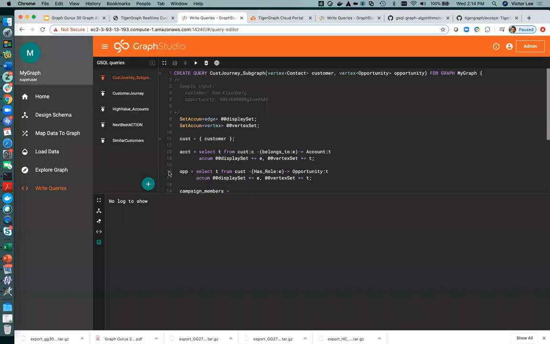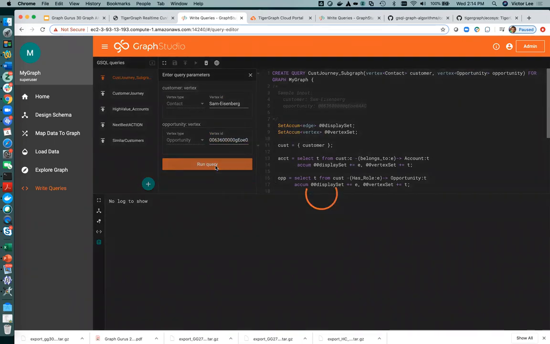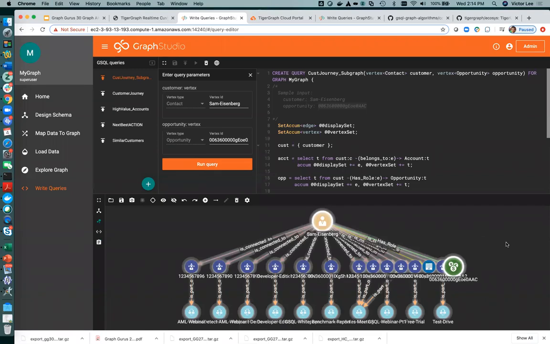So I'm just going to very quickly run a couple queries here. This first one is for customer journey subgraph. What this is going to tell me is it's going to show the activities that relate to this person, Sam Eisenberg. Oops, that's wrong. Delete that, try this again. Hopefully I copied this right. Okay, and so this nicely maps out.